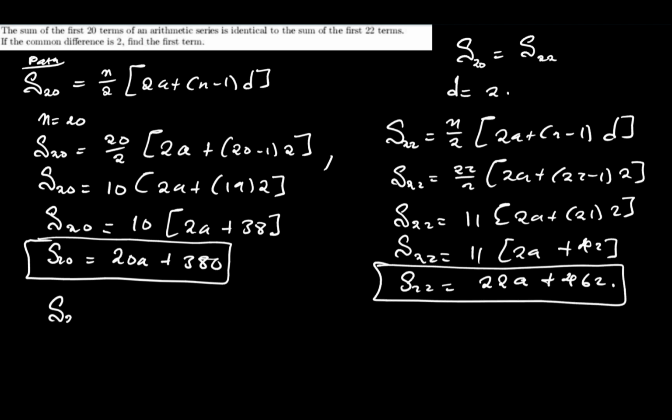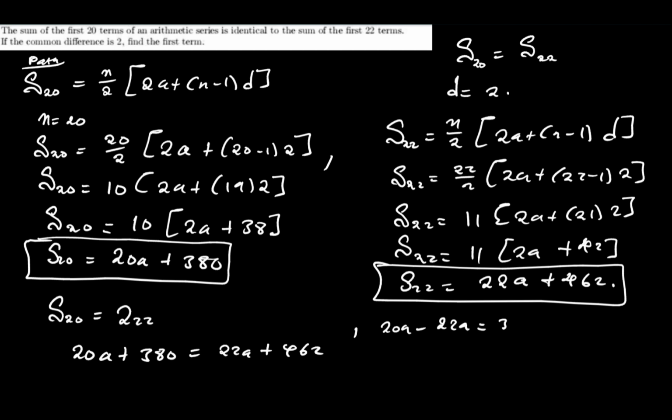So we now know that the sum of the first 20 terms is identical to the sum of the first 22 terms. So I have 20a plus 380 being equal to 22a plus 462. So we can take the a's on one side, and we'll have 20a minus 22a being equal to 462 minus 380. So we have minus 2a being equal to, if we subtract that, 82. Divided by minus 2 divided by minus 2, then the value of a is equal to negative 41. And that's the value of a.